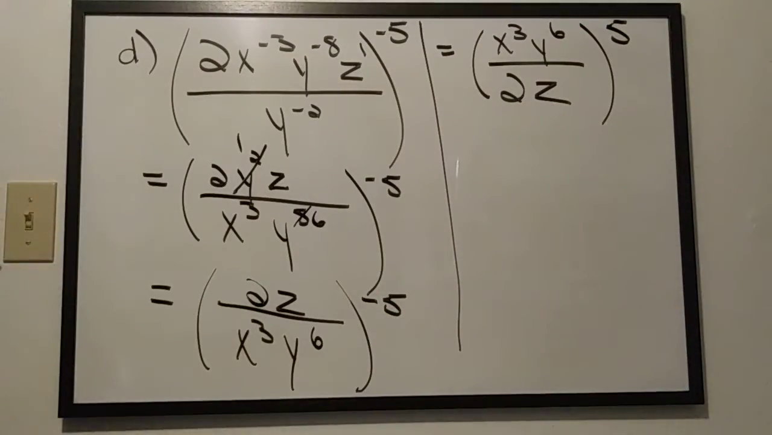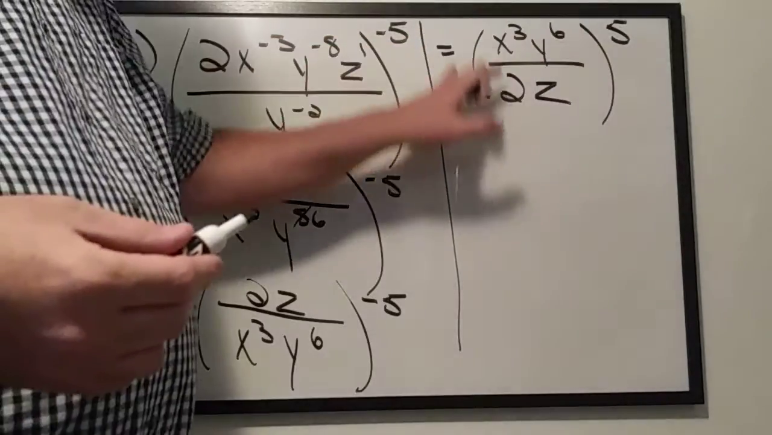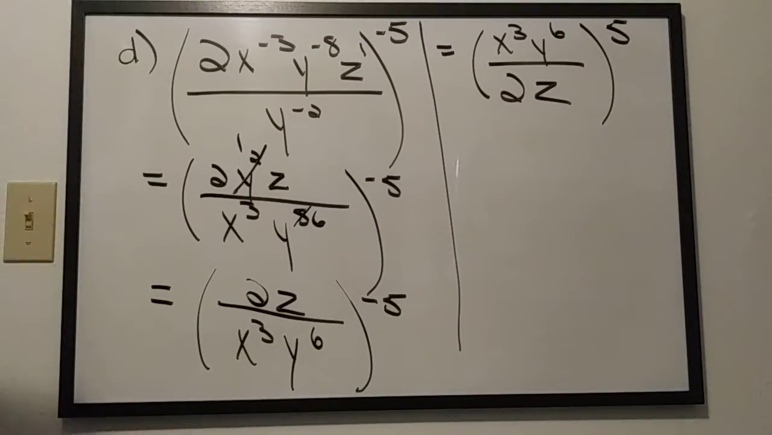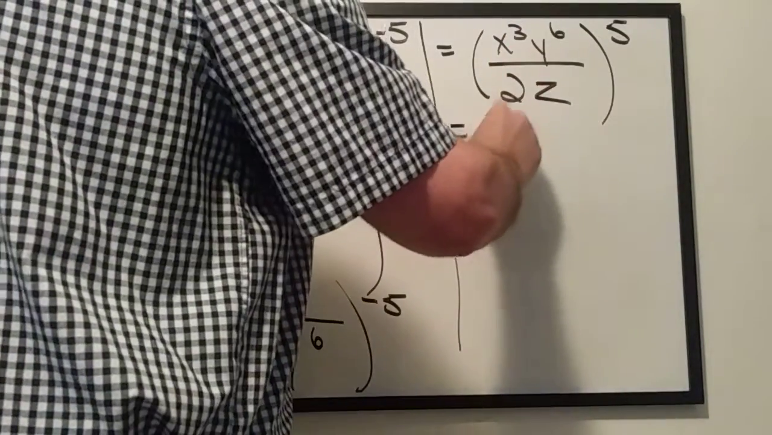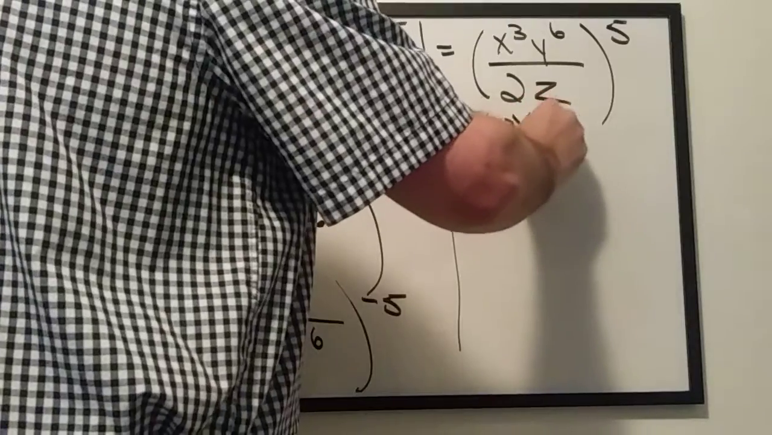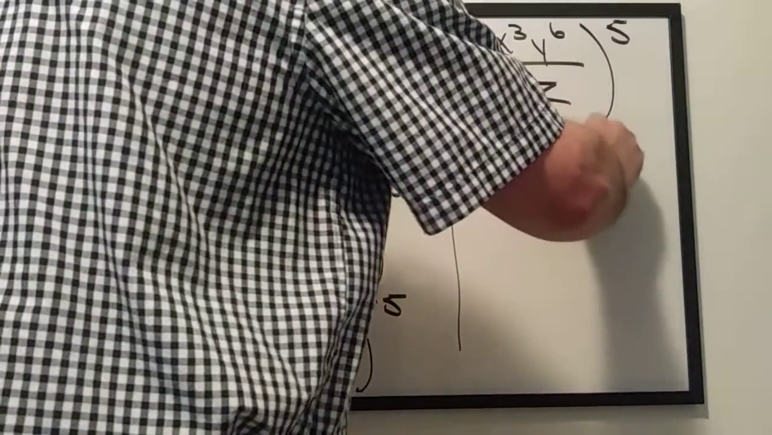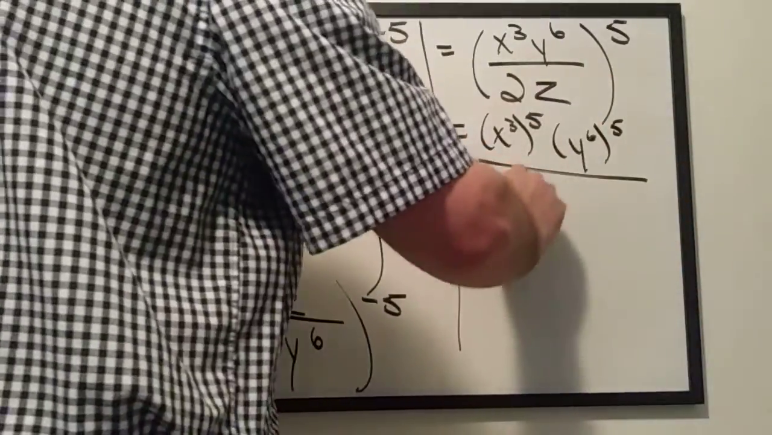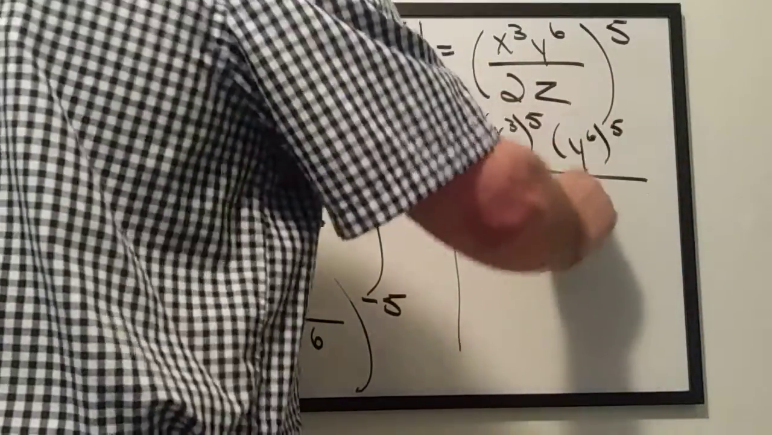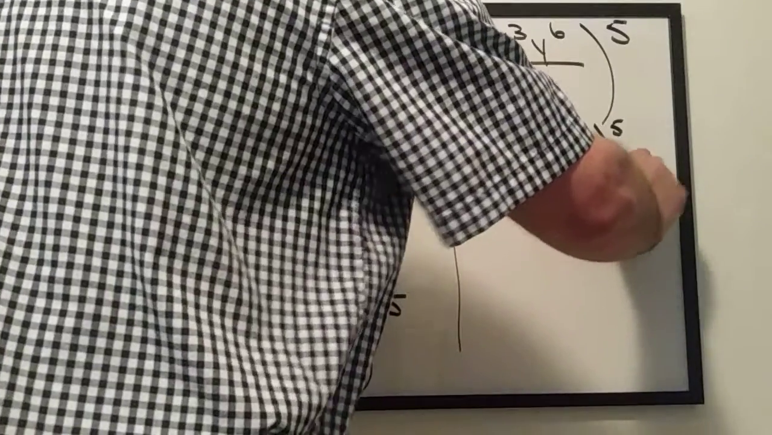and we still just have a power of 5. So now that we have that power of 5, we can bring that power of 5 down to every single piece inside the parentheses. Because again, everything inside the parentheses is connected by multiplication or division. So we have the expanded power rule that allows us to bring that power of 5 down to everybody. So we're going to have x to the third, he gets his copy of the 5, and then y to the 6th, she gets her copy of the 5, and then we have 2, its copy of the 5, and the z is going to get its copy of the 5.